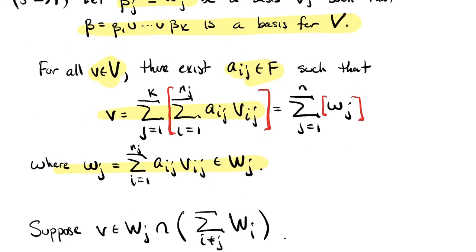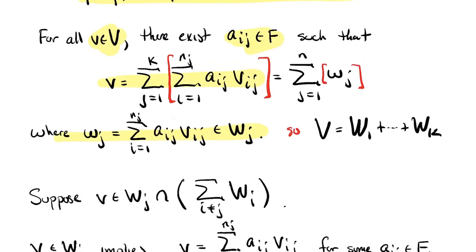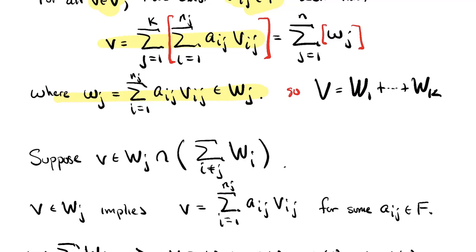Okay, so what does that show? That shows that v is a sum of the w's, not a direct sum, but that every vector in V can be written as a sum where each summand is in the corresponding subspace. Nice. So now I have to worry about the intersection thing. So suppose that I took some vector v, and it's in wj, and it's also in the sum of the wi's where i isn't j.